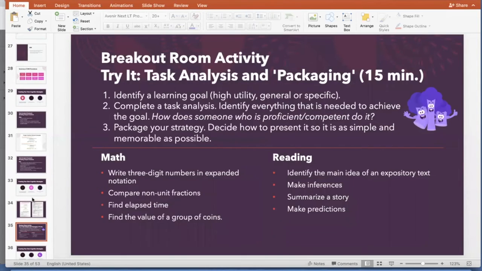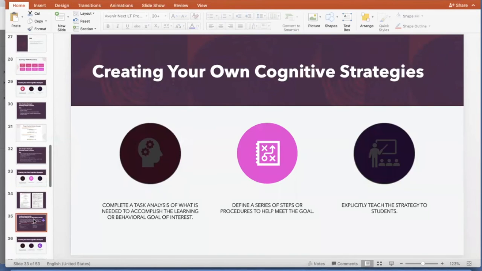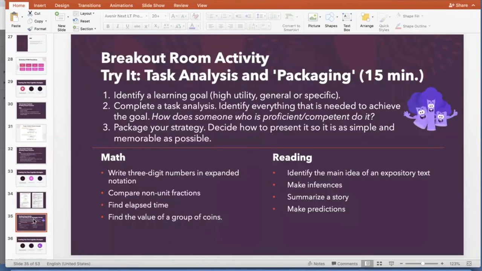Okay, so we went through step 1, task analysis, and step 2, sort of packaging, figuring out how you're going to support students in starting to learn the strategy. What we're going to do now is head out to another breakout room and spend a little bit of time thinking through this process with a group.